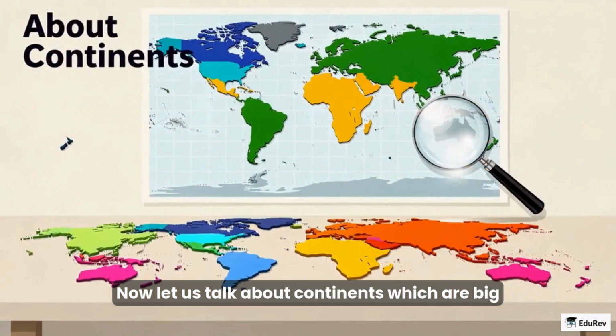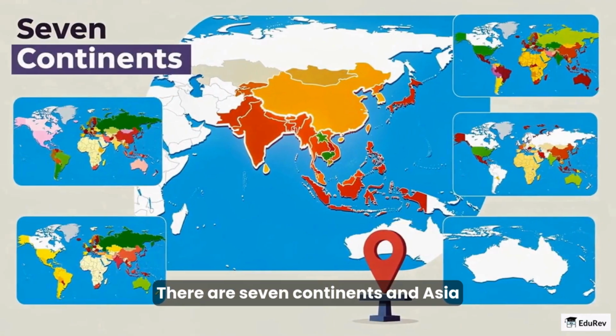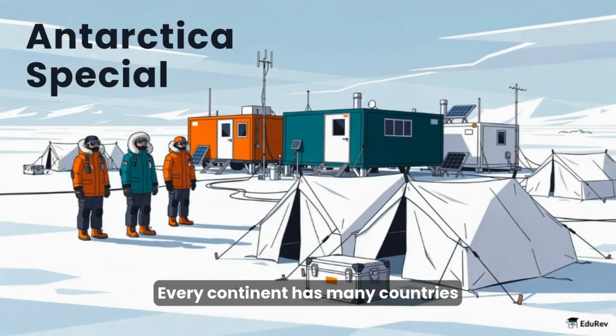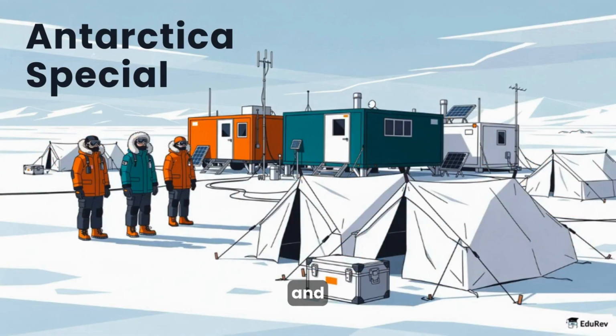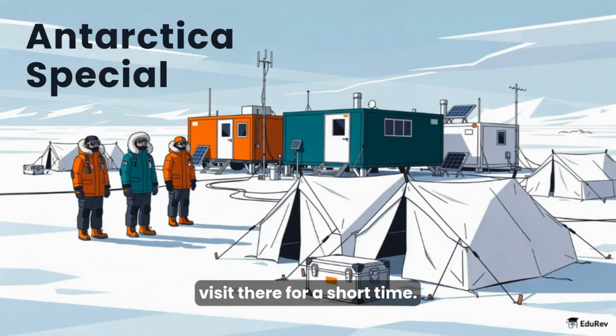Now let us talk about continents, which are big pieces of land on Earth. There are 7 continents, and Asia is the largest one, where India is located. Every continent has many countries, and Antarctica is special because only scientists visit there for a short time.